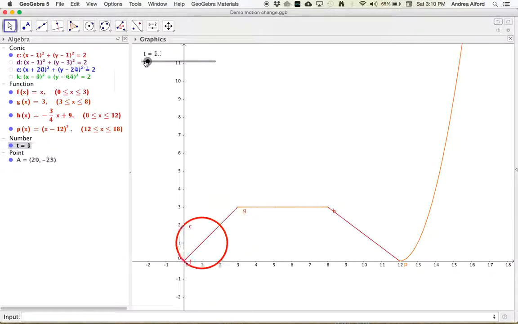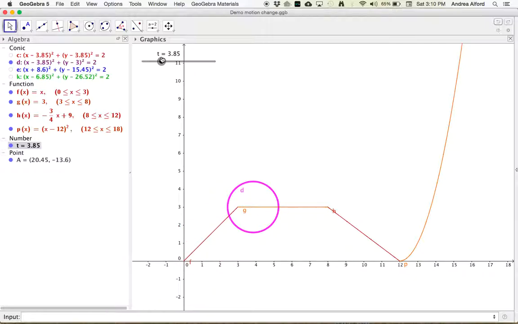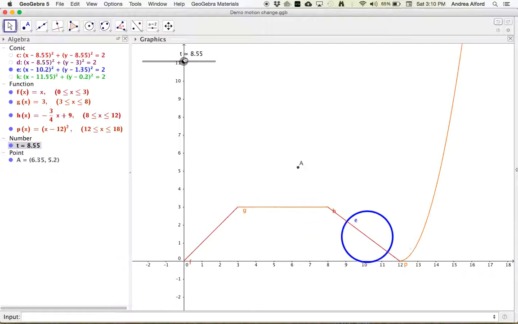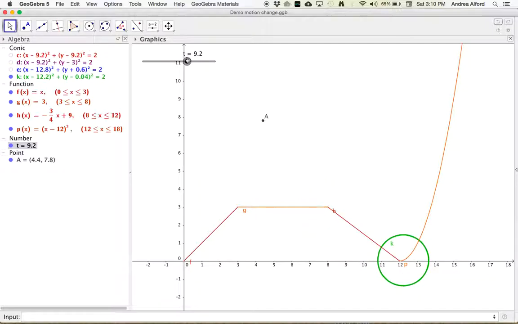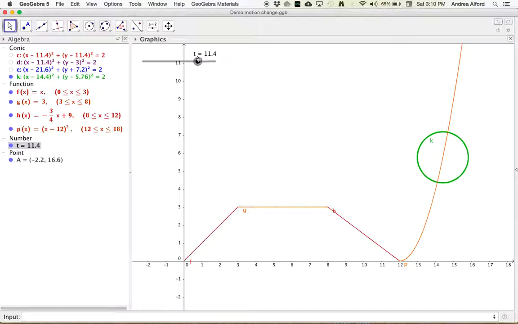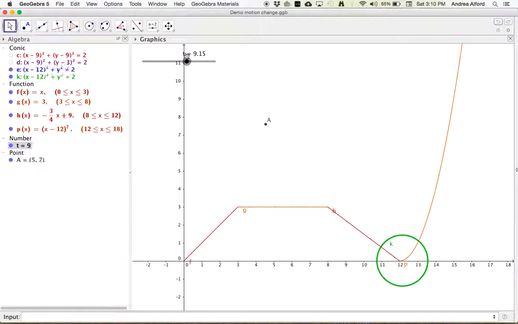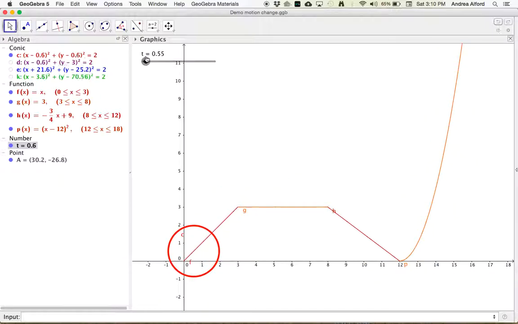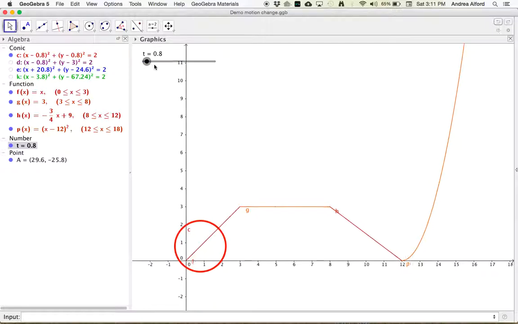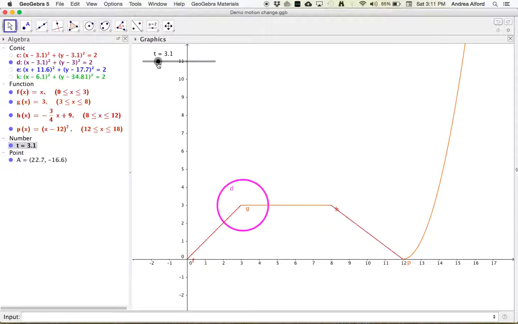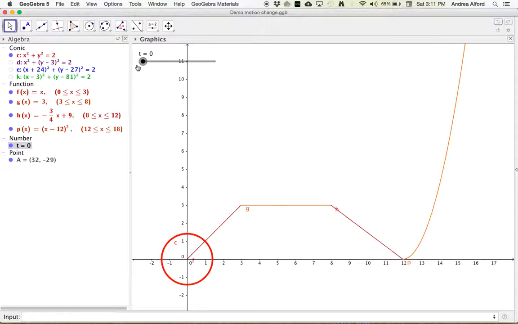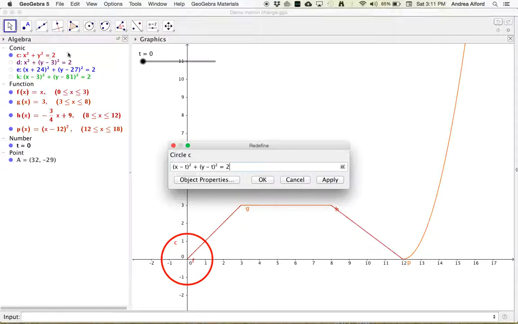So again, if we start from the beginning, we see the red circle to the purple circle to the blue circle to the green circle that moves like the parabola. So go through and just click on each of these equations, run through my slider so you can see where the time is changing, and go in and investigate each of these equations.